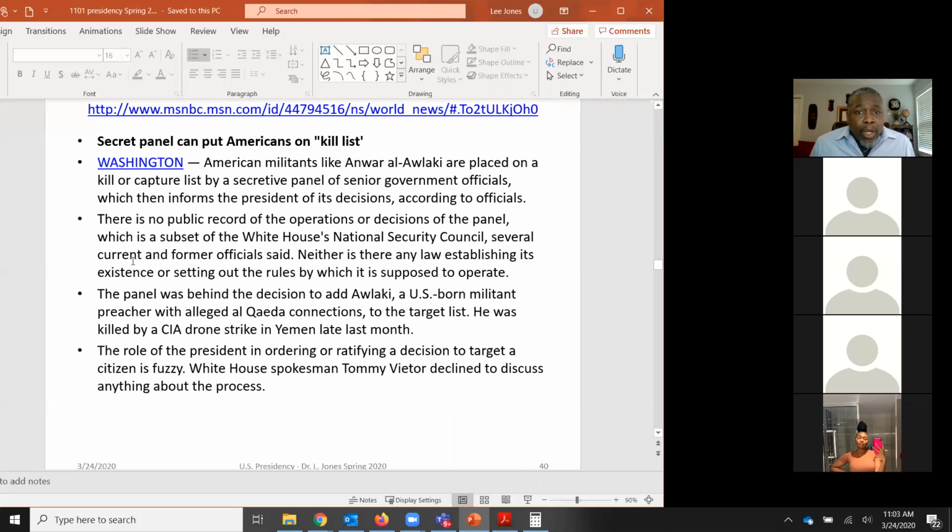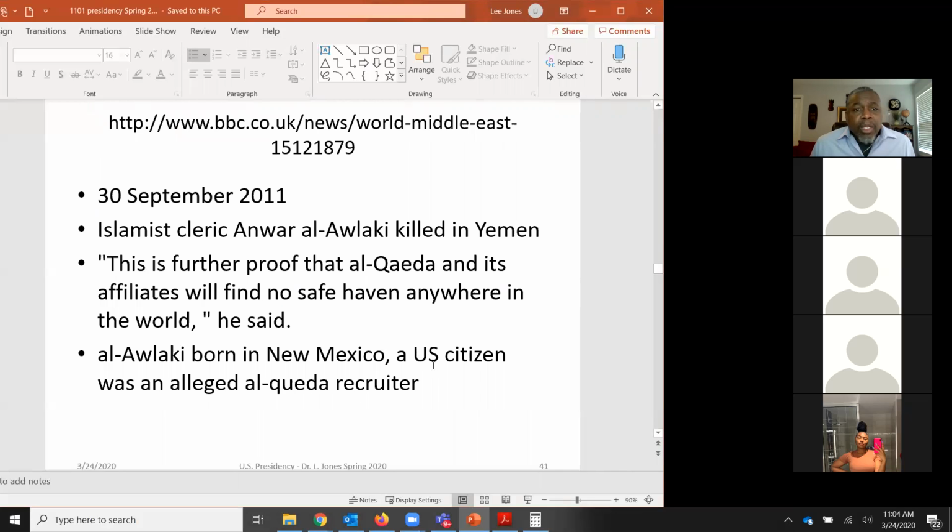Now, let's keep this in mind. Let me go to another page, right? In 2000, I believe we're looking at the year 2011. There is this guy called Anwar al-Awlaki, right? He was born in New Mexico.